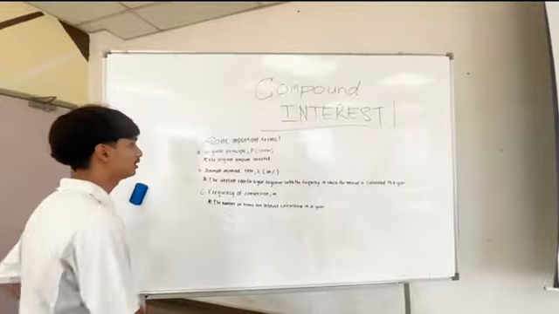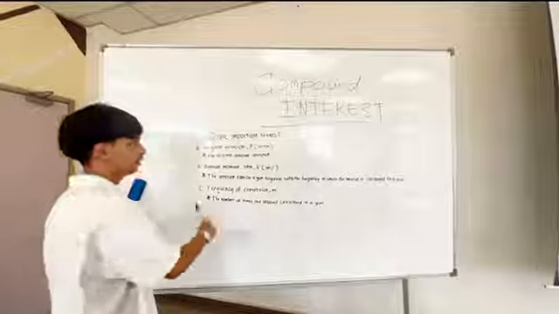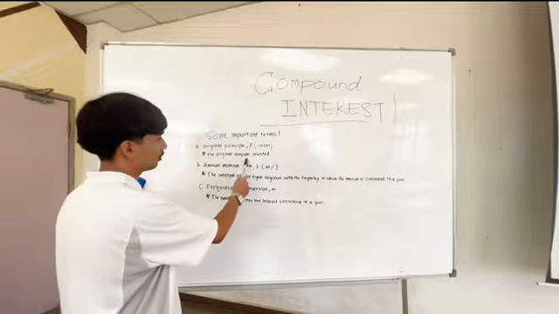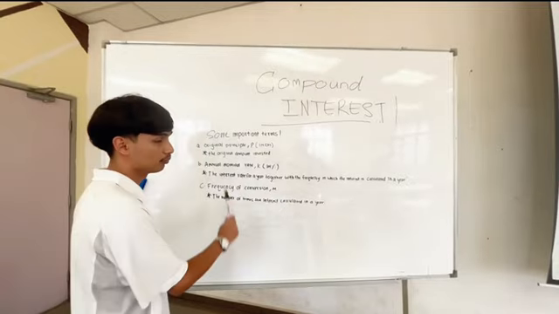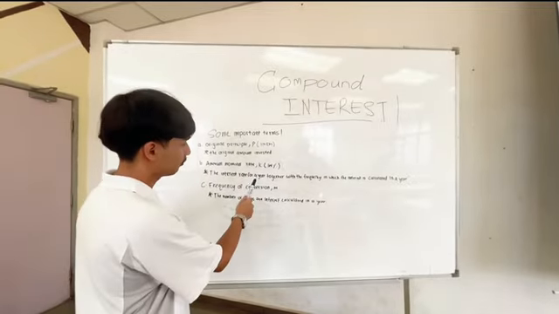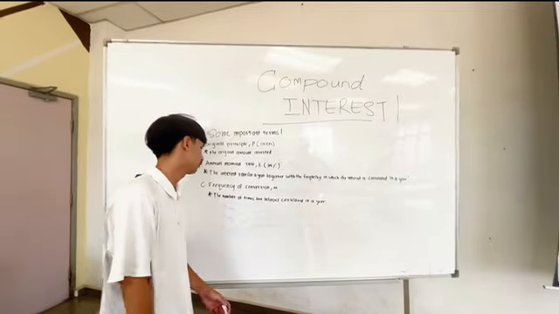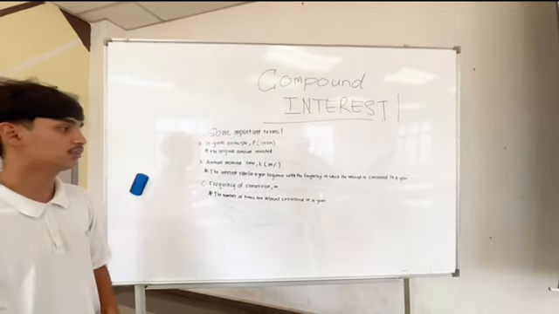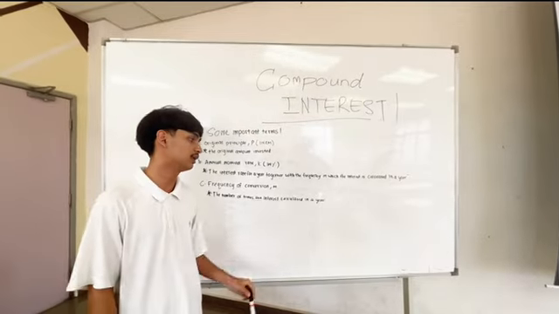Here are some important terms. First of all, we have original principal, which is P, in RM, the original amount invested. Then we have annual nominal rate, which is k, in percent: the interest rate for a year together with the frequency in which the interest is calculated in a year. Then we have frequency of conversion, which is m, the number of times the interest is calculated in a year.